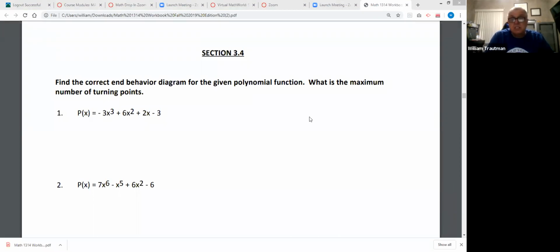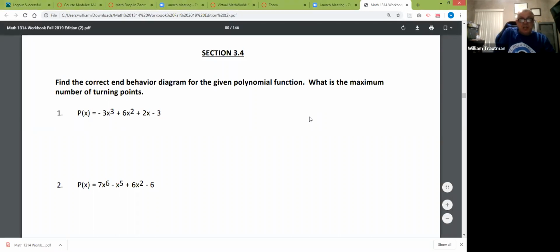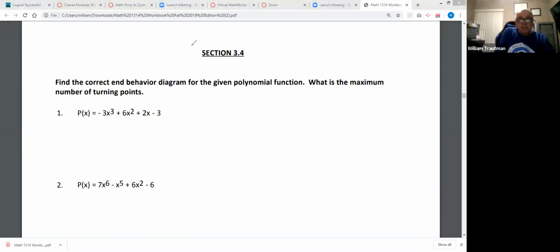All right, so let's continue, or let's start. And I'm using an electronic write pad, so sometimes I might be messier than when I was in class. We'll see how this works. Let's change it. Okay. So on the first problem in 3.4, find the correct end behavior for the given polynomials.